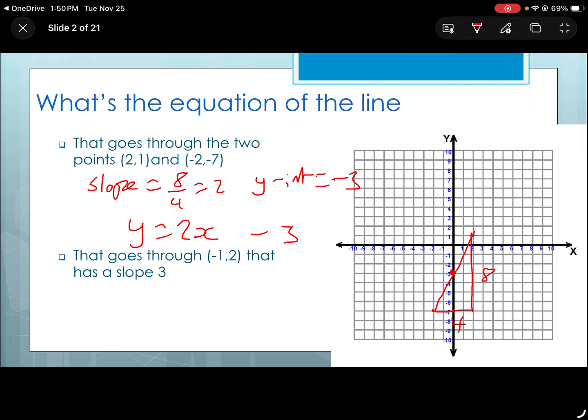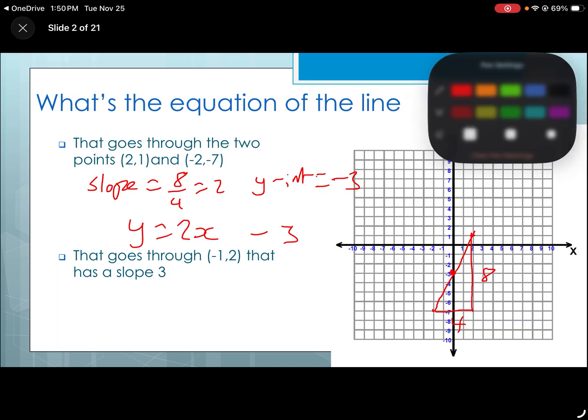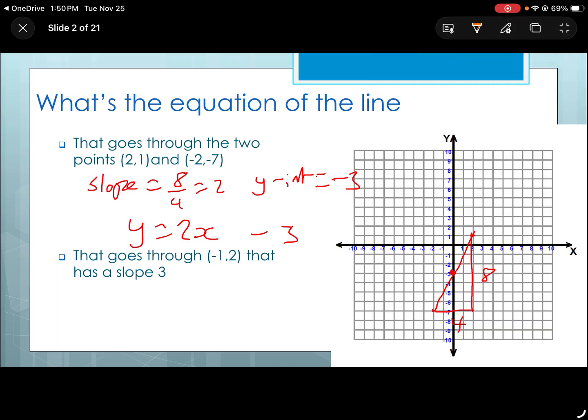And then it goes through point (-1, 2) and has a slope of 3. We'll do this in orange. So (-1, 2) is about here. A slope of 3, remember a slope has to be a fraction, so I just write it over 1, don't I? And then it's always rise over run. So that tells me how far I go to the right. That tells me how far up I go. That's supposed to be an arrow upwards. Yep, beautiful arrow.